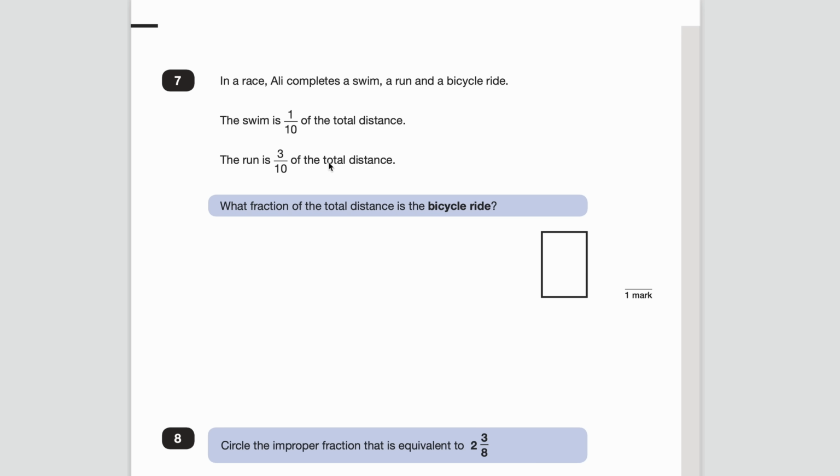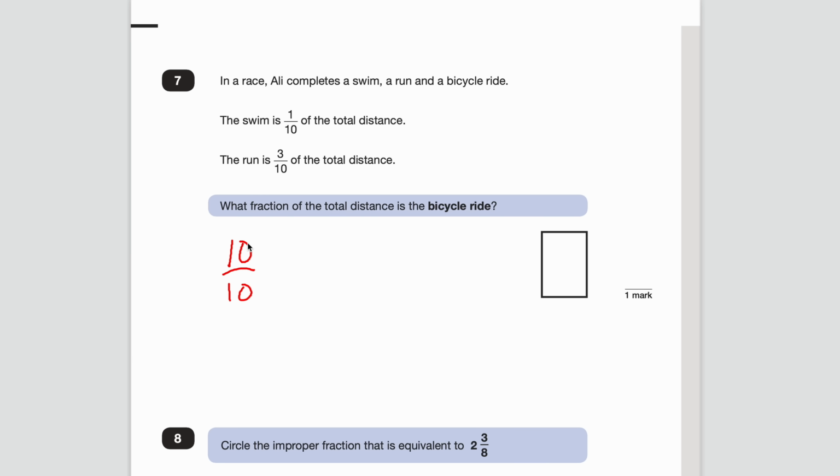Number 7, in a race, Ali completes a swim, a run, and a bicycle ride. It might be a triathlon by the sounds of things. The swim is 1/10 of the total distance. The run is 3/10 of the total distance. So what fraction of the total distance is the bike ride? So if you think about it this way, the race is 1 whole. So you should know how many tenths are in 1 whole. 10. 10 tenths equals 1 whole.